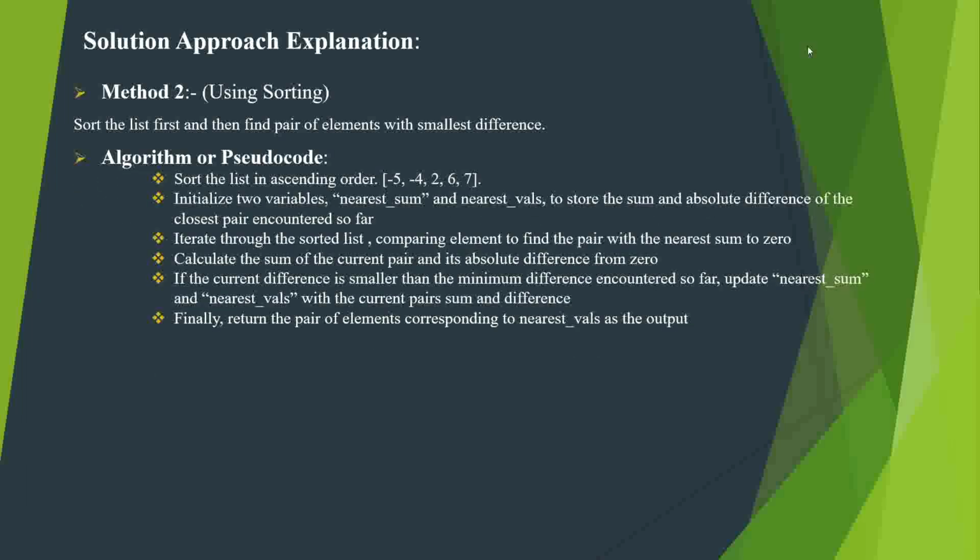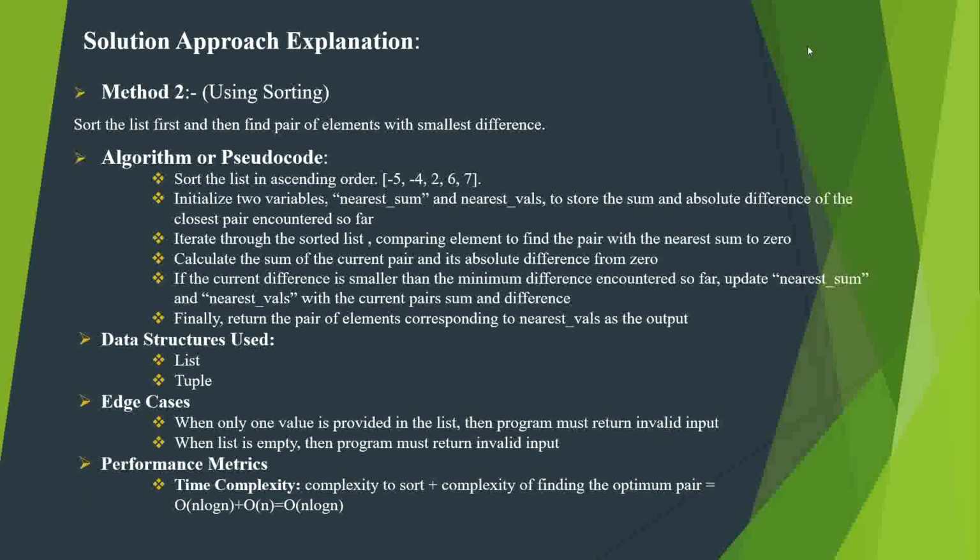Pseudocode. In this, sort the list in ascending order, then initialize two variables to store the sum and absolute difference of the closest pair. Then iterate through the sorted list, comparing elements to find the pair with the nearest sum to 0. Then calculate the sum of the current pair and its absolute difference from 0. Then if the current difference is smaller than the minimum difference so far, update with the current pair sum and difference. Finally return the pair of elements corresponding to the nearest value as the output. Here also we use list and tuples as data structures.